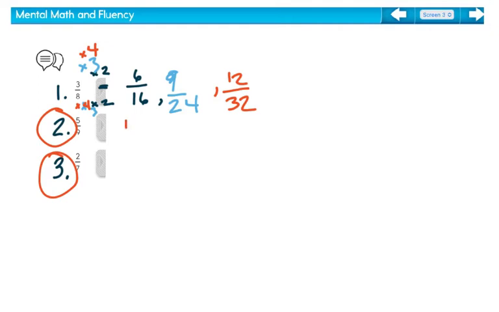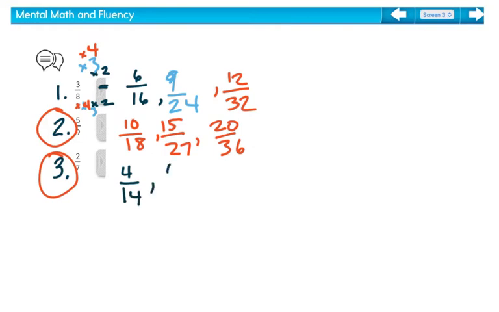All right, you could do 10/18. You could do 15/27. You could multiply by 4 and get 20/36. 2/7, you could multiply by 2 and get 4/14. Multiply by 3 and get 6/21. Multiply by 4 and get 8/28.